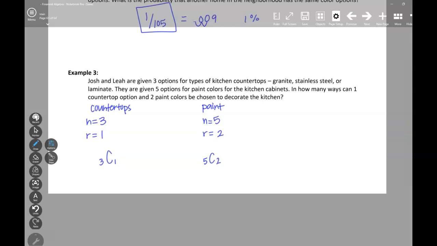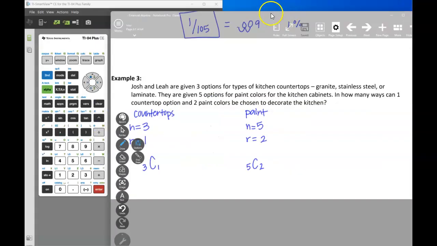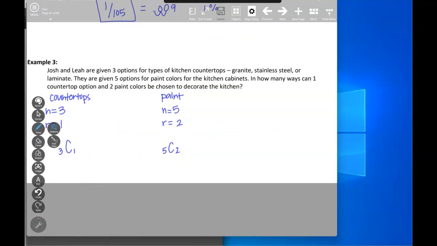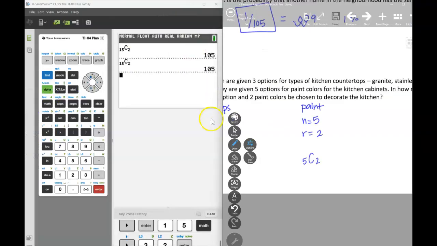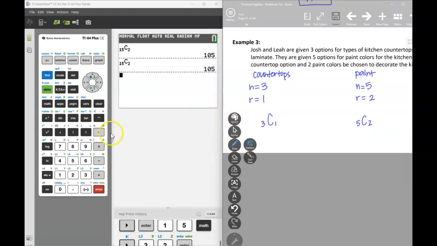5C2. So let's go ahead and plug that into our calculator. You can't do 8, it won't work because they're different options. Ooh, maybe. It almost always doesn't work, but every now and then you get lucky.